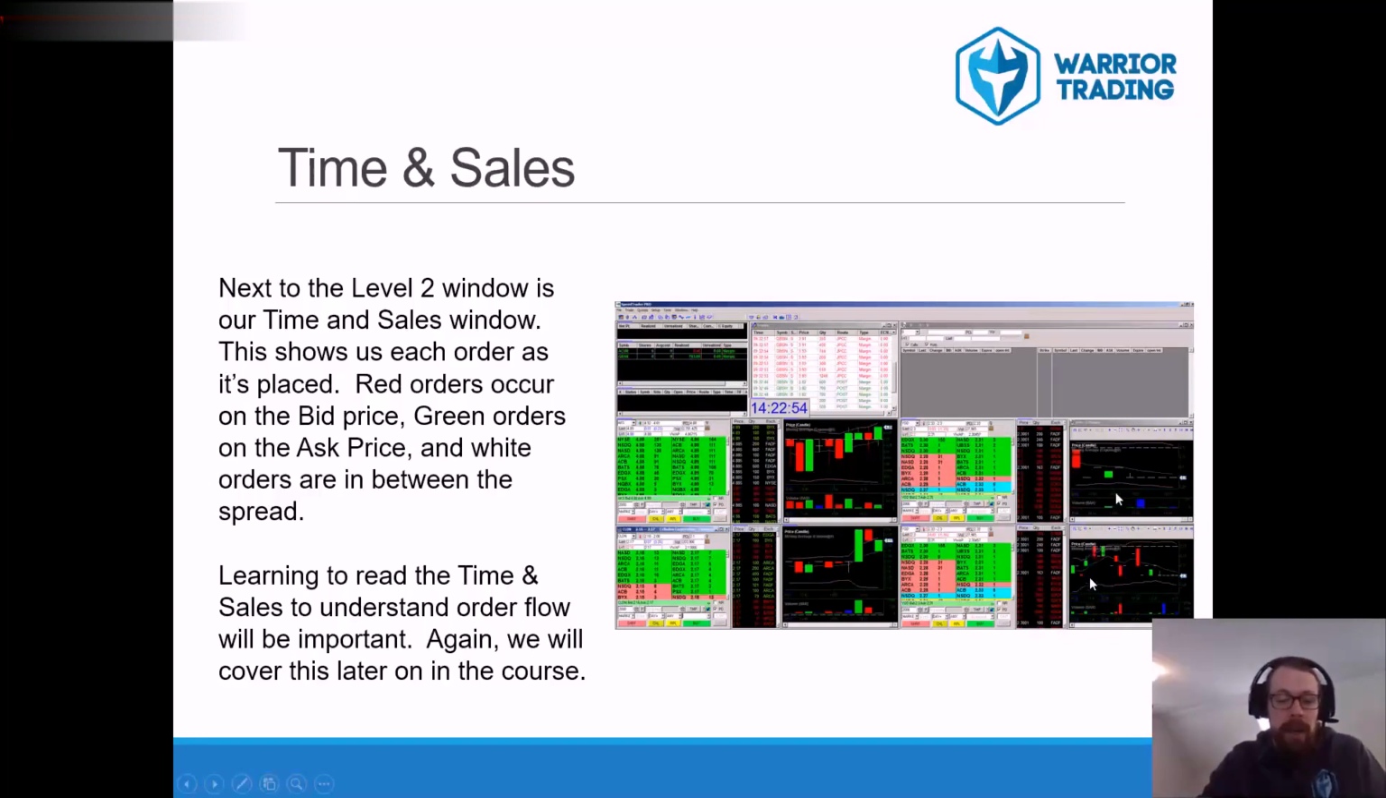All right, so right here you can see on this stock you've got a couple green buy orders. Green orders mean they went through at the ask price. Red orders mean they went through on the bid price. So a green is a buy, red is a sell, and white is a transaction that occurs in between the spread. Again, we'll get into more detail when we get into reading level 2. That'll be a little bit further along in the class.